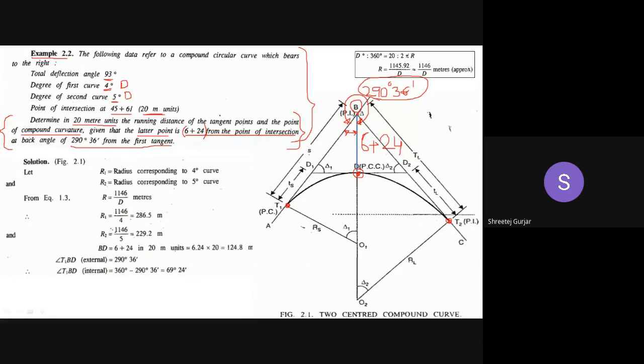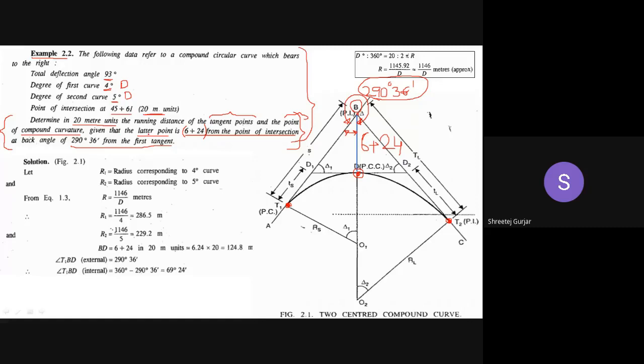Okay, so let me read it out once more. The running distance of the tangent point and the point of compound curve. Point of compound curve meaning this point. First they have mentioned the tangent point, so it will be T1 and T2, and secondly they have mentioned the point of compound curve.